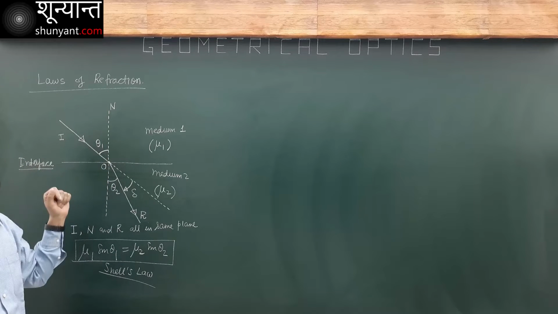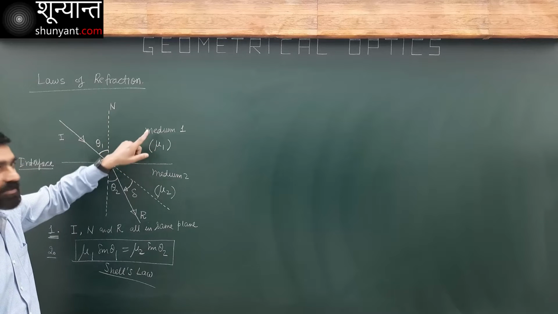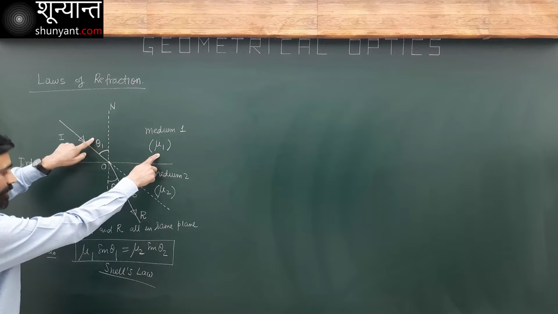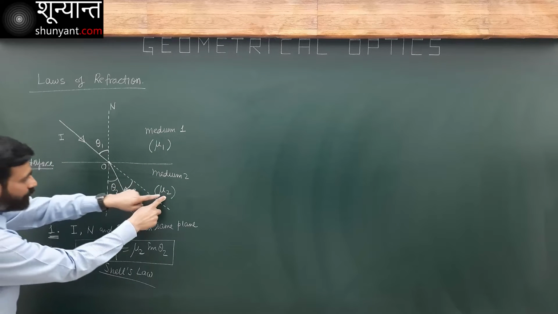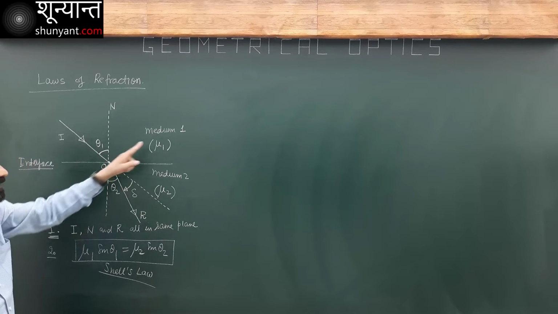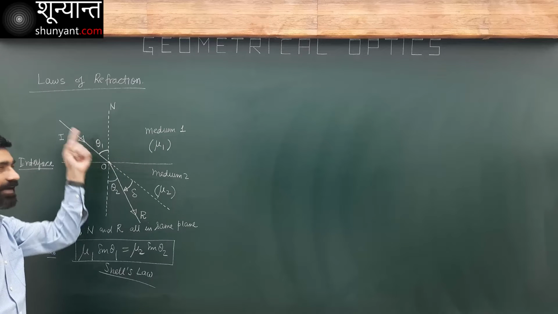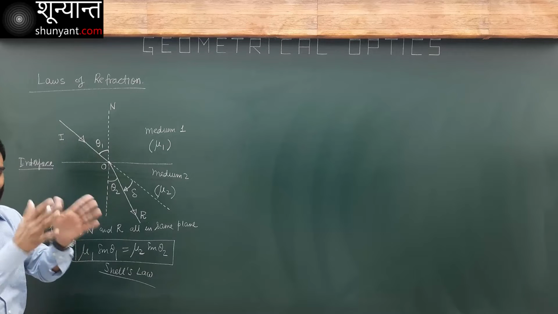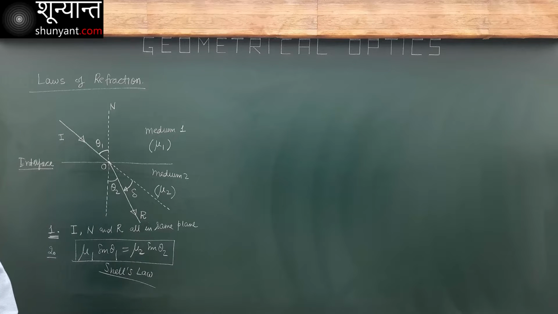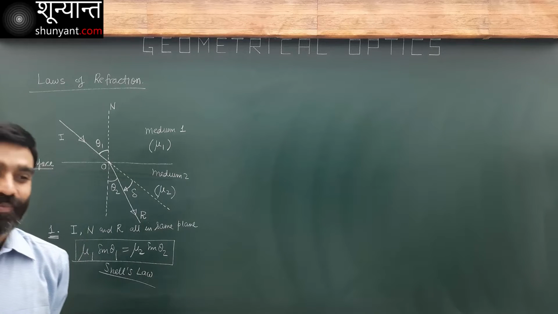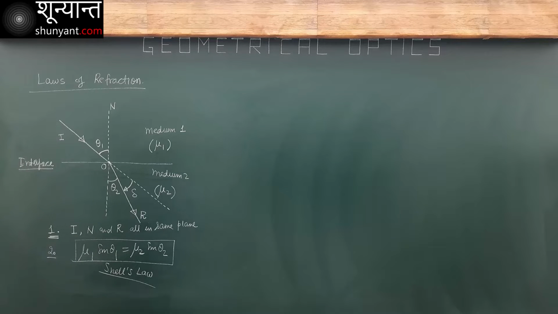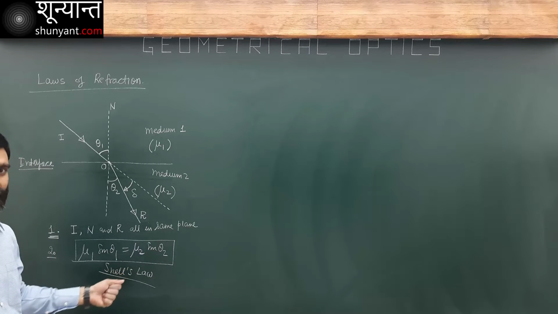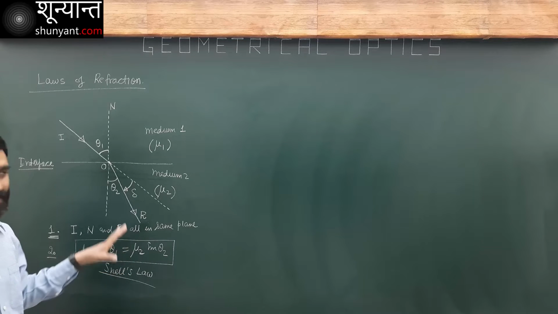This is my normal. Medium 1, refractive index of medium 1 is mu1, angle is theta 1. So mu1 sine theta 1 is equal to mu2 sine theta 2. Refractive index times the sine of that angle, the product remains constant. Mu1 sine theta 1 is mu2 sine theta 2. This is known as Snell's law. We are going to solve problems based on Snell's law.